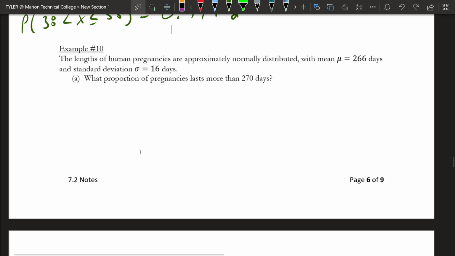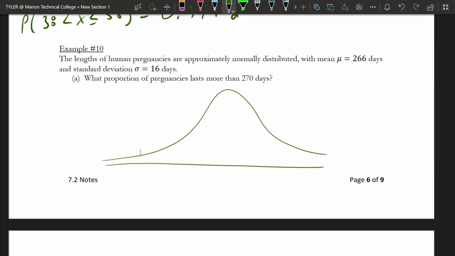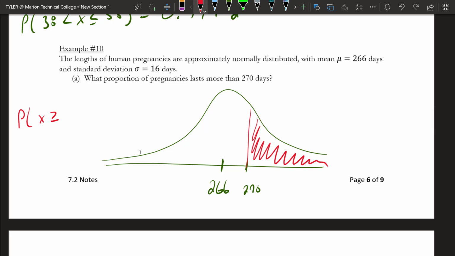Right, so then example 10 says the length of human pregnancies are approximately normally distributed with mean equals 266 days and standard deviation 16 days. What proportion of pregnancies lasts more than 270 days? Right, so I would start by drawing a curve, and the center is going to be the mean, which is 266 days. And then somewhere to the right of that is going to be 270. And I'm finding the area to the right, right? We want it to last more than 270. So in other words, we're finding the probability that x is greater than or equal to 270.